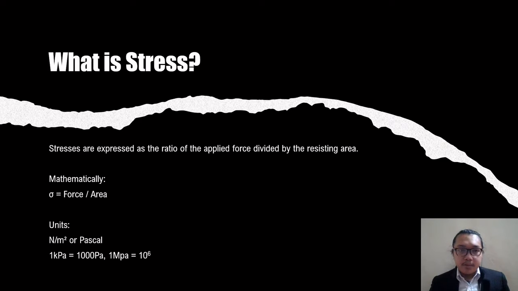Before we go deeper into Mohr circle, I will explain a little bit about stress and strain. So we will go with the stress first. Stress is expressed as the ratio of the applied force divided by the resisting area. Mathematically, the units are below, which is force divided by area.